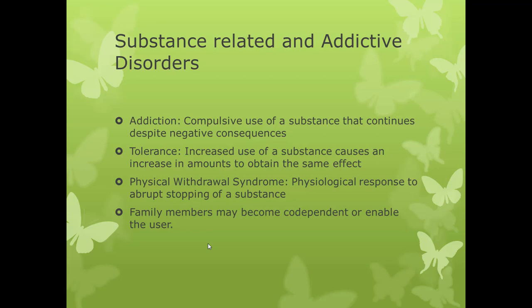You'll see this in neonatal abstinence syndrome, or when somebody stops drinking or using opioids, but their body actually reacts to not having that substance in their body anymore. Family members might actually be codependent or enable the user.